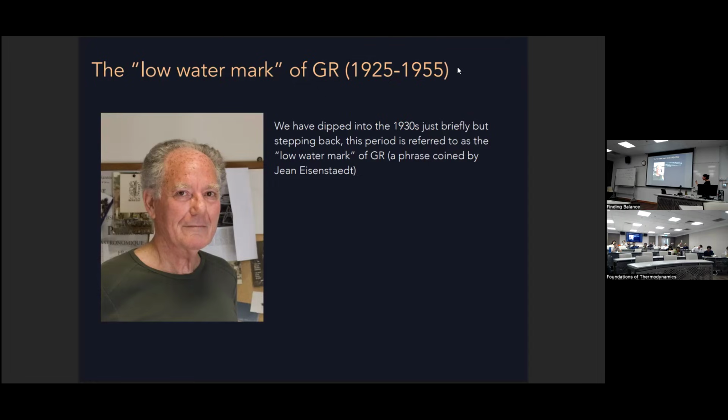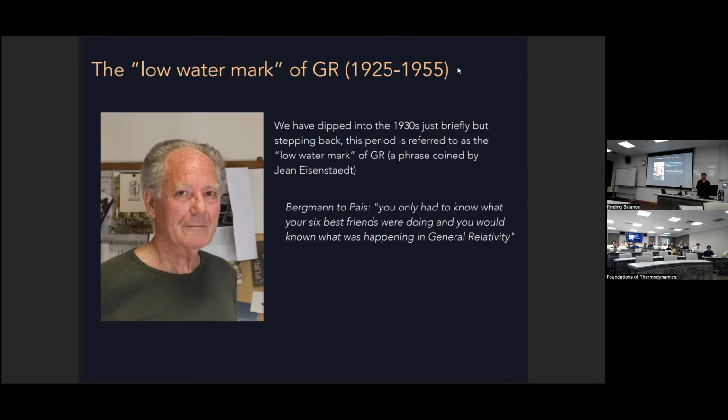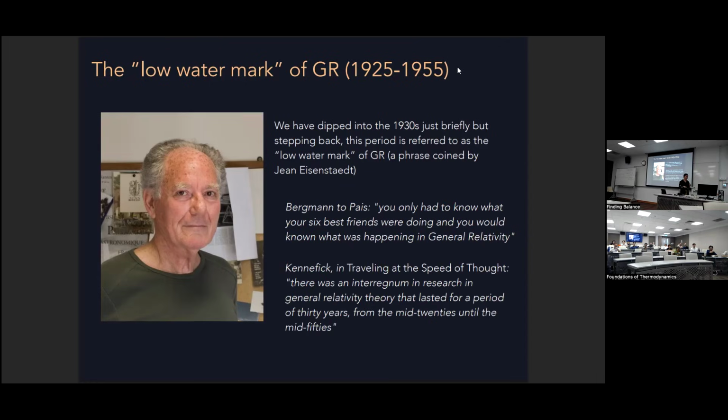So we stepped briefly into the 1930s, but let's take a step back into the time period between 1925 and 1955. So Jean Eisenstaedt has called this, quote, the low water mark of relativity. And there are various quotes that illustrate what the status of GR was at the time. So Bergmann says, you only had to know what your 6 best friends were doing and you would have known what was happening in GR. Just your little network of people.